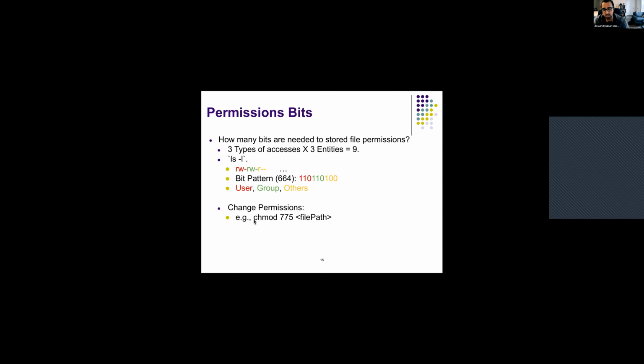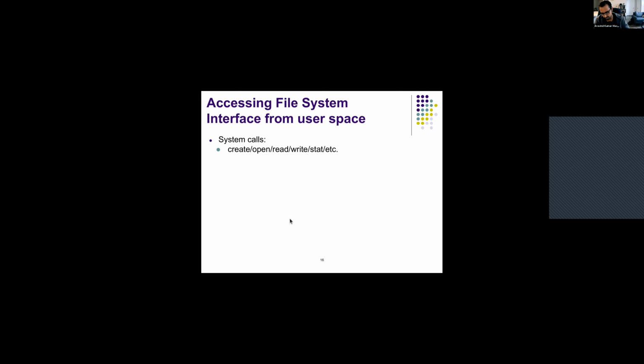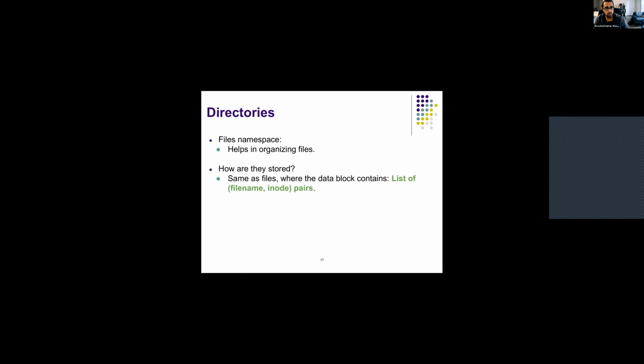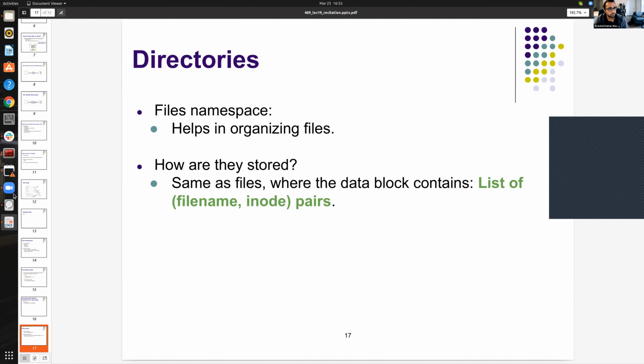And you can change the permission of a file by using chmod, and you give the decimal corresponding to that bit pattern. So here 7 means 111 and 5 means 101. And to access the file system, the operating system provides various system calls like create, open, read, write, stat. So you can look at file permissions.